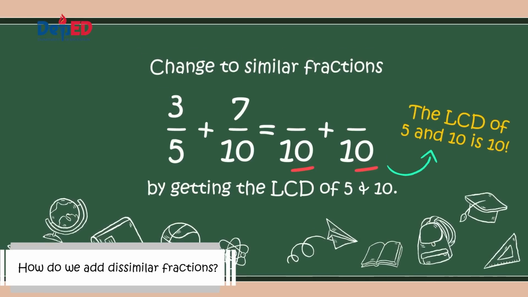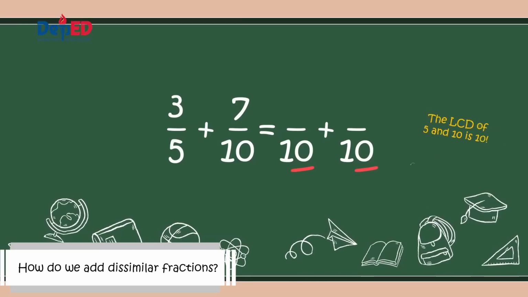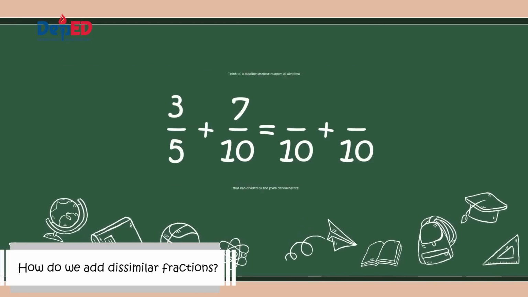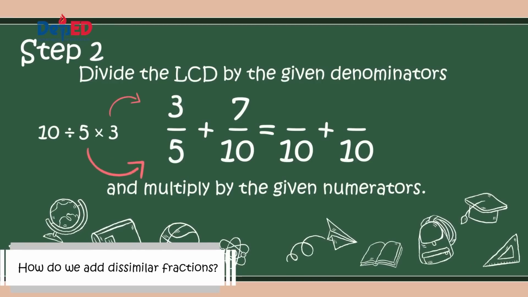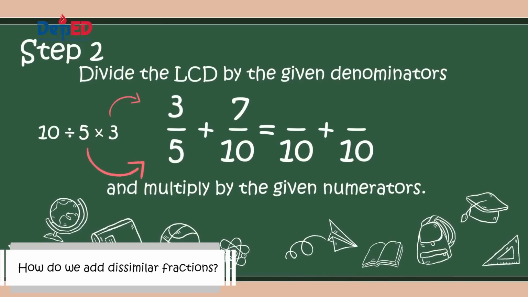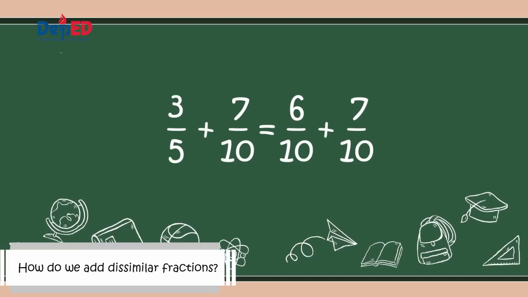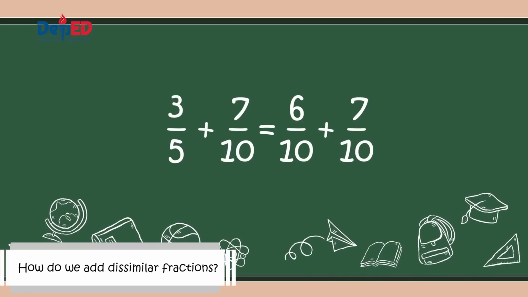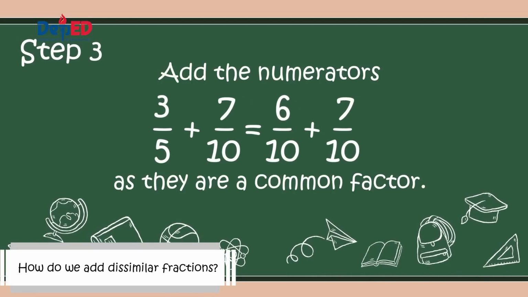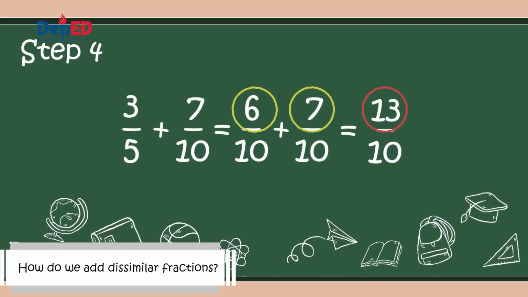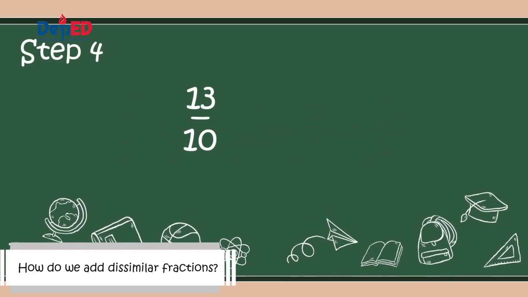In a simple way of finding the LCD, think of the smallest possible number that can be divided by the given denominators. Step 2. Divide the LCD by the given denominators and multiply by the given numerators. 10 divided by 5 times 3 equals 6. 10 divided by 10 times 7 equals 7. Step 3. Since they are similar fractions, add the numerators: 6 plus 7 equals 13. Copy the common denominator 10. We have 13/10.